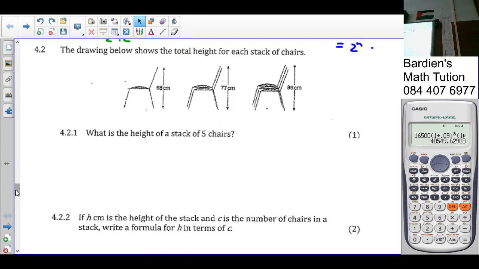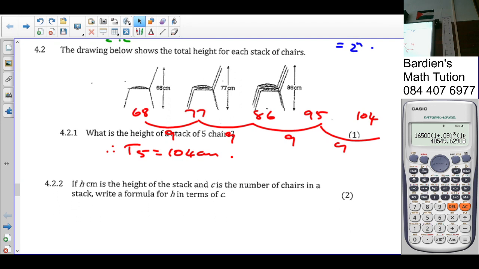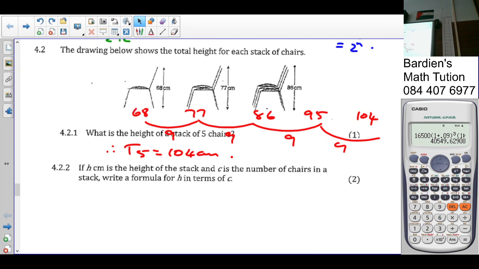The drawing below shows the total height of each stack of chairs. What is the height of stack 5? So stack 1 comes in at 68. Stack 2 is 77. Stack 3 is 86. So how do I move from one to the next? I'm adding 9. If I add 9, I'm going to get 95. Add 9, I'm going to get 104. So therefore, term 5 is 104 centimeters. Are you okay with that? Let's look at the next one.